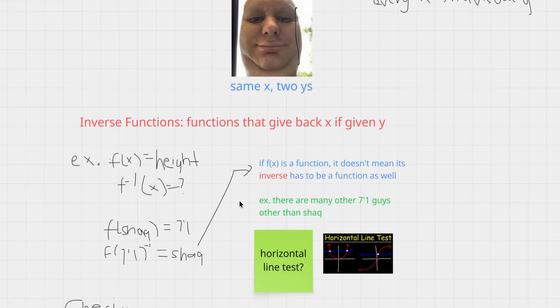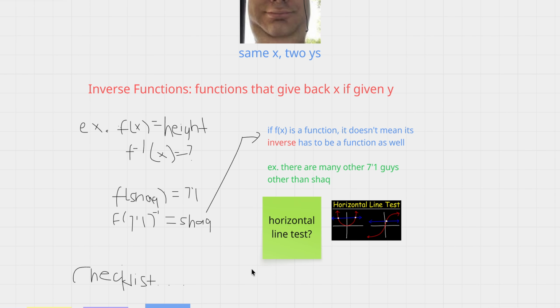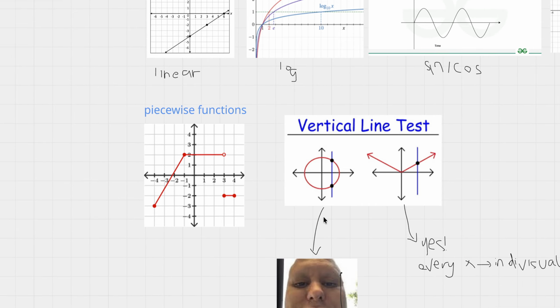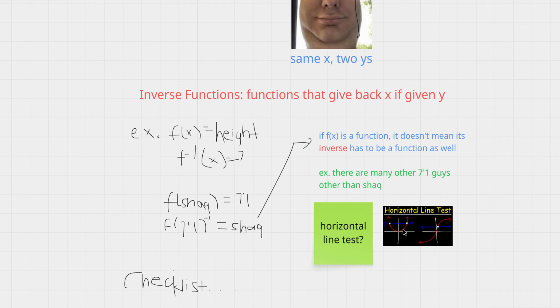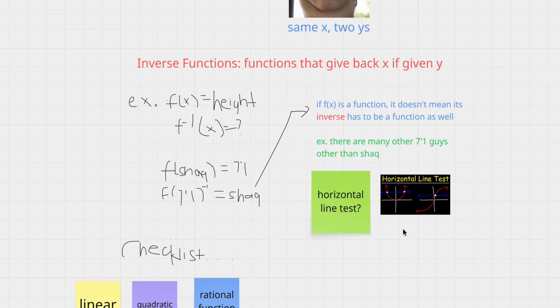A little fun fact is that if f(x) is a function, it doesn't mean that its inverse has to be a function as well. For this one, Shaq is 7'1", but there are also many 7'1" guys other than Shaq. In order to see if the inverse is a function, we have to do something called a horizontal line test. That's similar to the vertical line test, except you want to check if the inverse is a function. Yeah, that's a very useful thing to know.